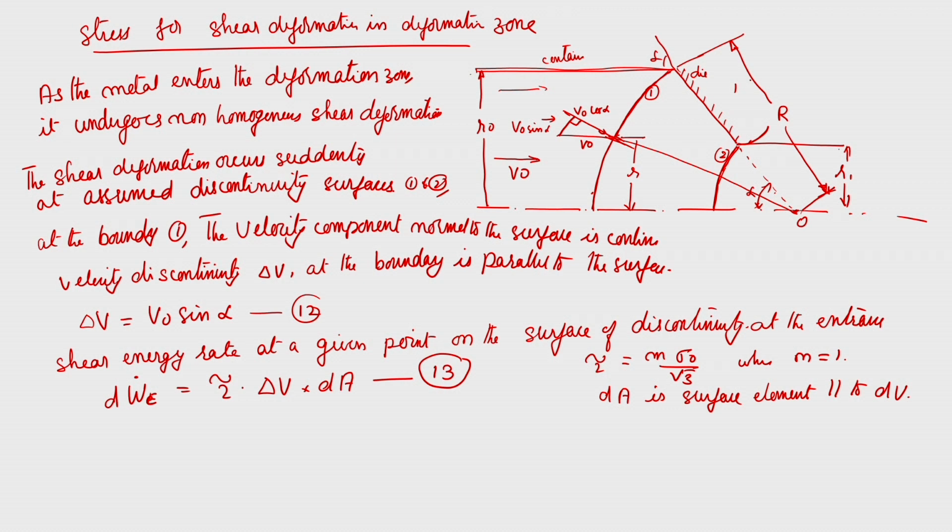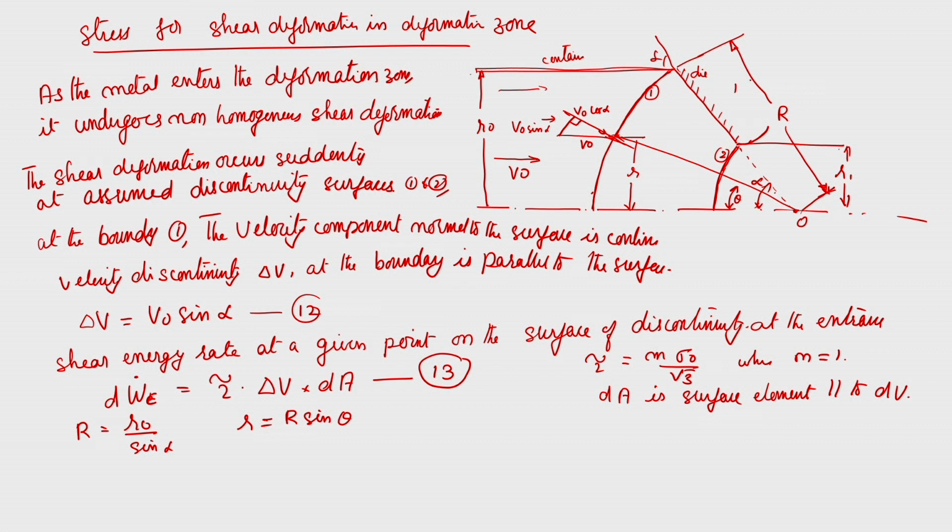Okay. So, from this geometry, we can write this geometric relationship, where R is equal to R 0 by sin alpha, and r is equal to R sin theta. This is alpha, and if you take this as theta, so this relationship we can write.